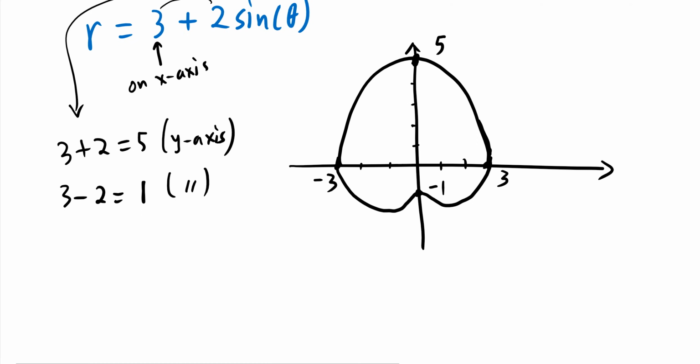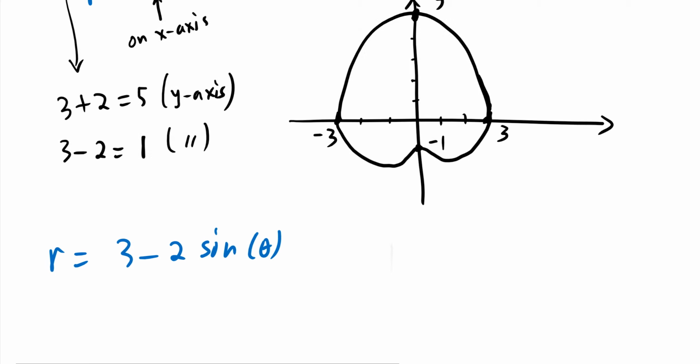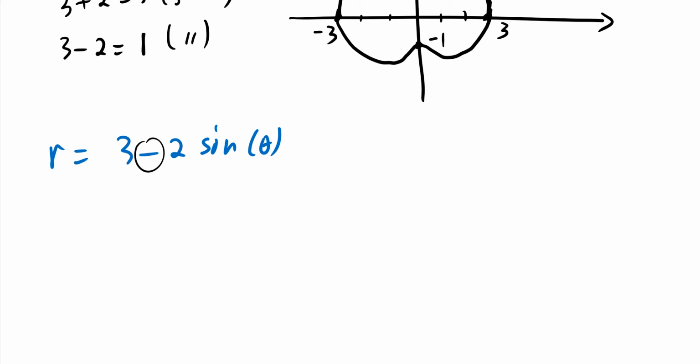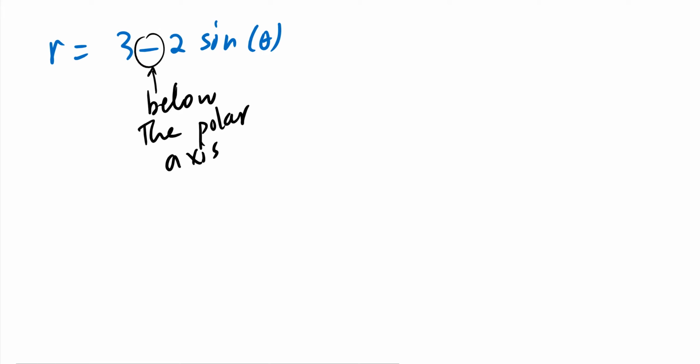That's a Limacon. What about if it's negative? r equals 3 minus 2 sine theta. Same concept, but see how it's on the y-axis because it's sine. If it's cosine, it goes on the x-axis. Here, because it's negative, the graph will fall below the polar axis. The plus up there meant the graph falls above the polar axis.